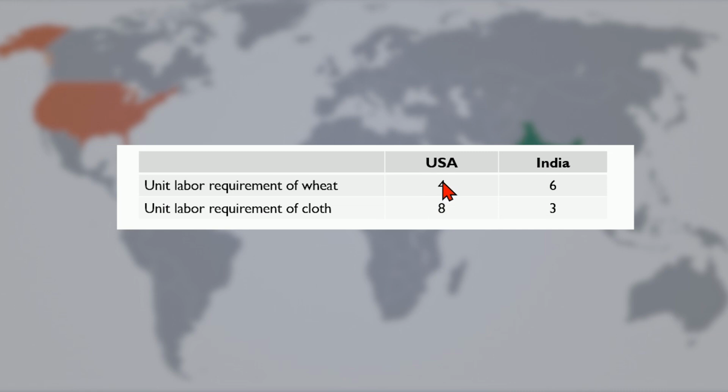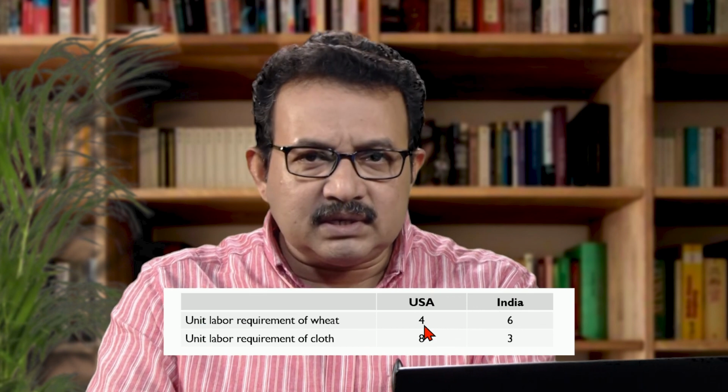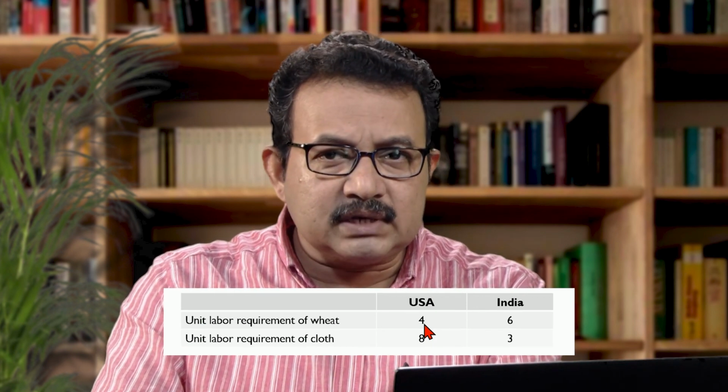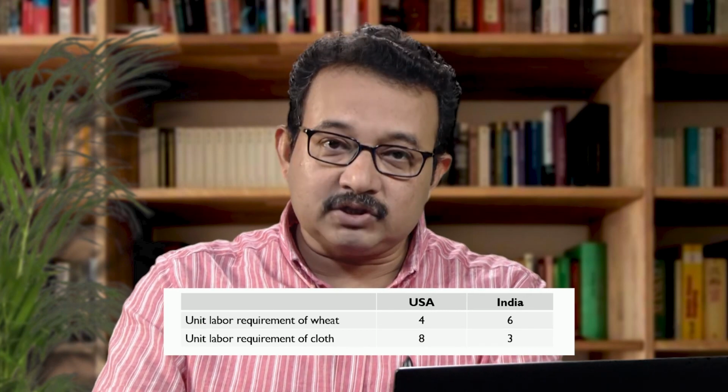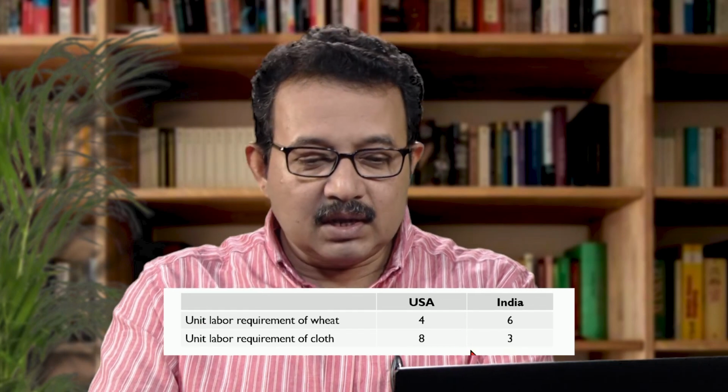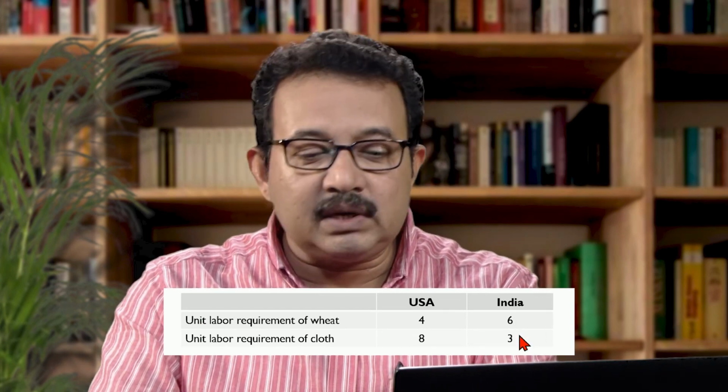Now look at this table. 4 units of labor is used to produce 1 unit of wheat in the USA, and 6 units of labor is used to produce 1 unit of wheat in India. So a comparison is done between 4 and 6, the labor requirements to produce the same good. And in the case of cloth, the arguments are similar. So USA requires 8 units of labor, and India requires 3 units of labor.